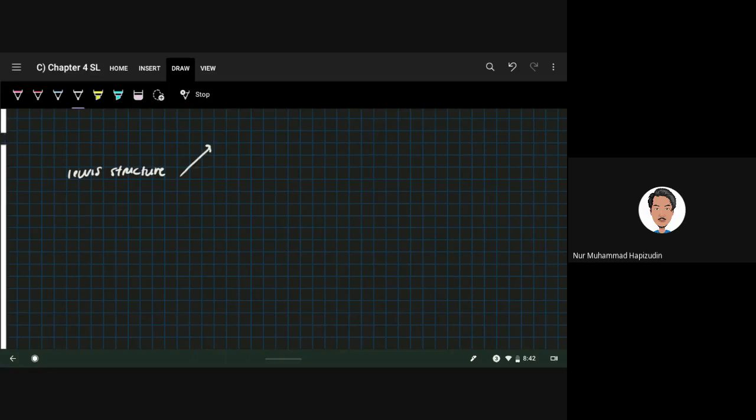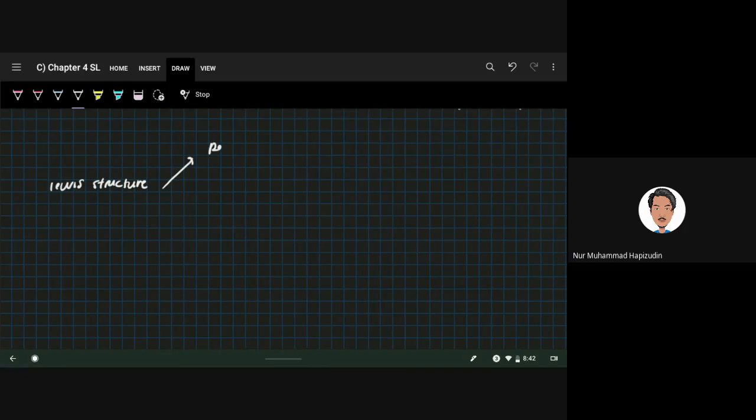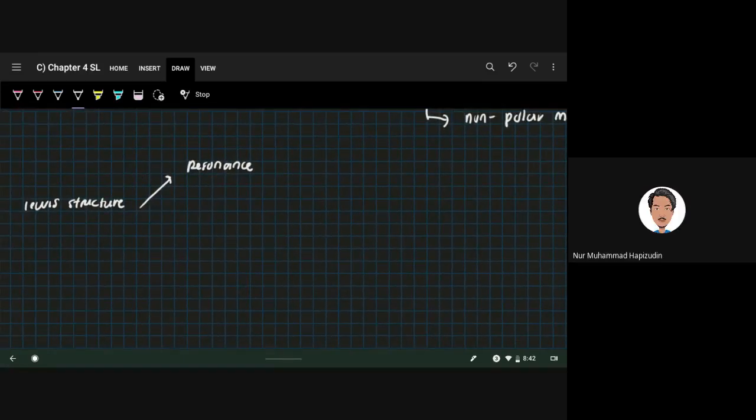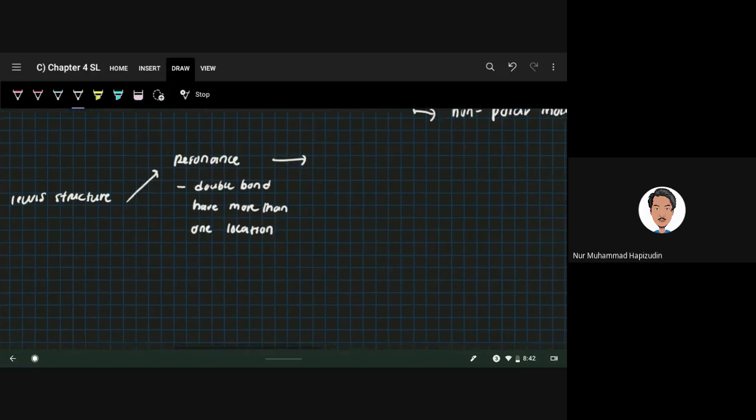First, what is called resonance? Resonance. Pernah dengar tak resonance? Dia ada different placement of bond dia. Resonance meaning that double bond have more than one location. Okay. More than one location.